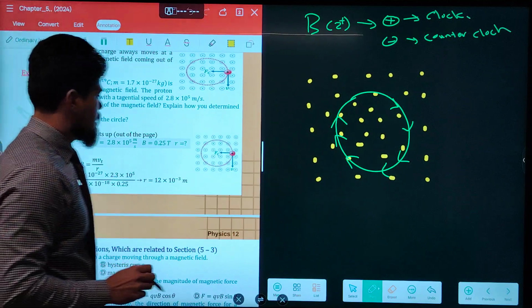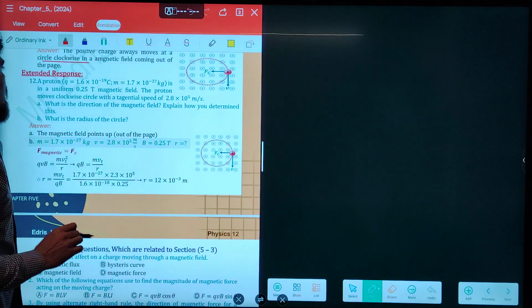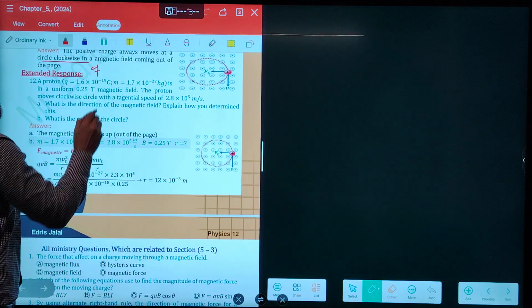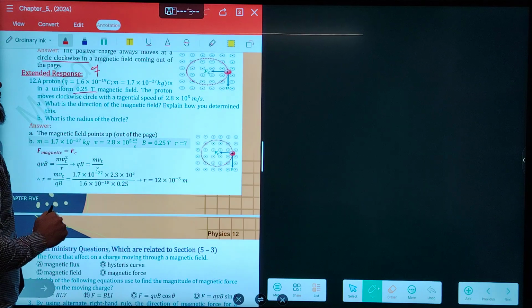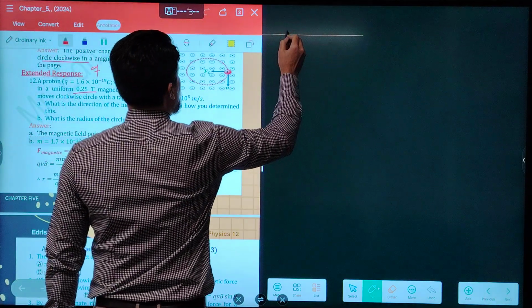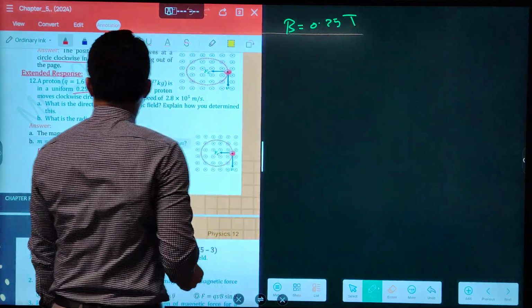Question 12. This is the last question. A proton, 1.6 times 10 power negative 19. This is charge of proton. Uniform magnetic field 0.25. Okay. B is equal to 0.25 Tesla.